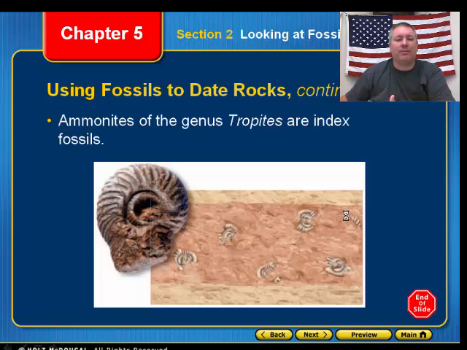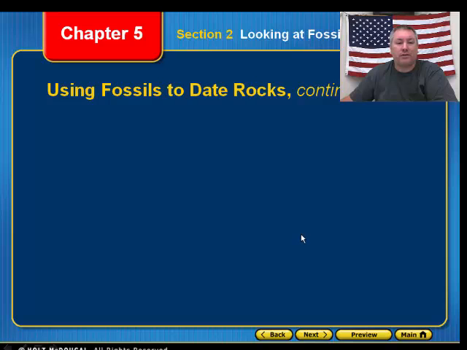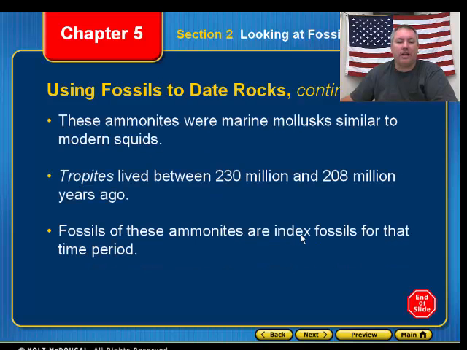And so there are several examples. Right here you have the ammonite of the genus Tropites, our index fossils. In this rock layer here, you see the ammonites all around the world. If you see these ammonites in that rock layer, guess what? You are looking at an index fossil. There are other things out there. There are Tropites that lived between 230 million and 208 million years ago. Fossils of the ammonites are index fossils for that time period. All right, those are all index fossils.